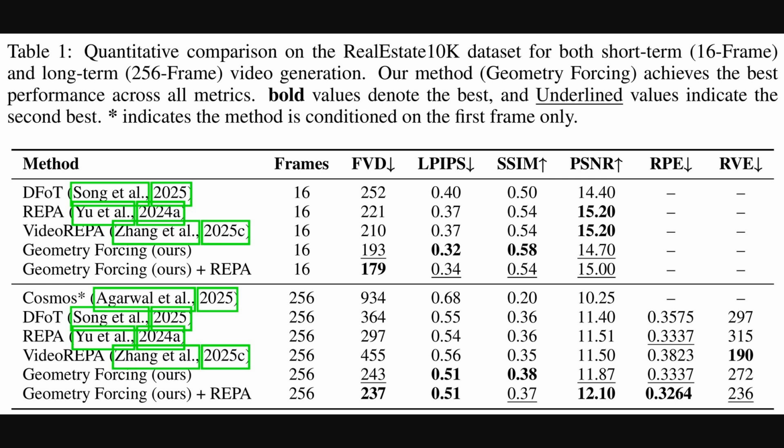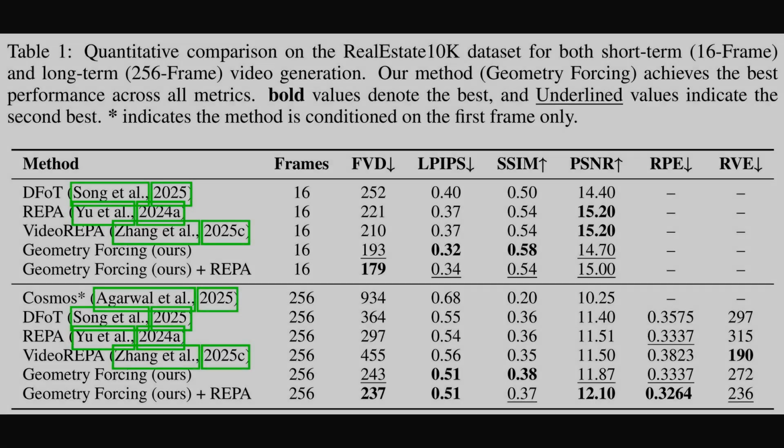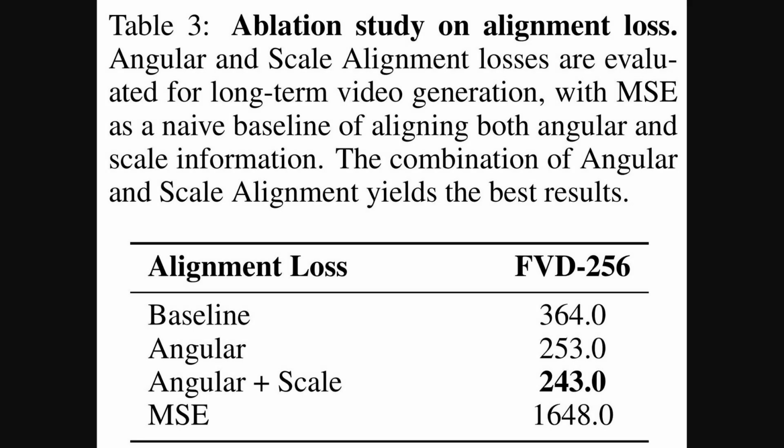It also scores best or second best on nearly everything else, including reprojection error, which is a key score for how well the model's internal 3D understanding holds up across different views. So the natural question is, why does their specific method work so well? This table shows an ablation study, which basically tests each component to see what's most important.